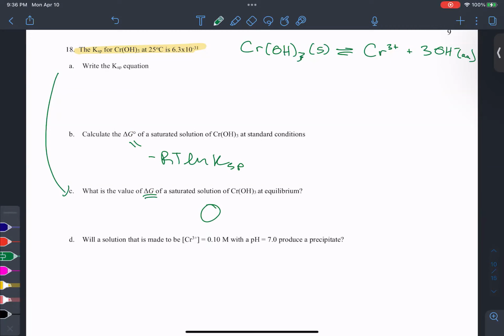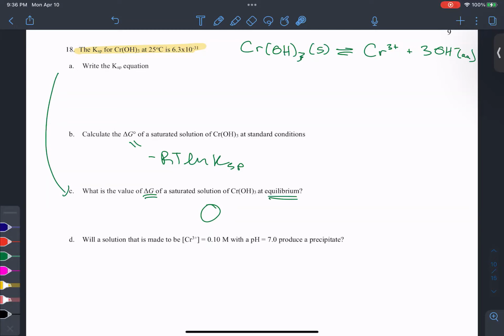So if we have a system at equilibrium, concentrations are going to be a little bit different than the concentrations you would measure at equilibrium, or sorry, at standard conditions. So delta G is equal to 0 when it's at equilibrium. We can think, oh, the amount of solid isn't changing. The amount of dissolved stuff isn't changing. So the forward reaction is not spontaneous. The reverse reaction is not spontaneous. Well, I guess both of them are spontaneous at the same time, at the same rate. So delta G is 0. There's no driving force for the forward or reverse reaction to happen.